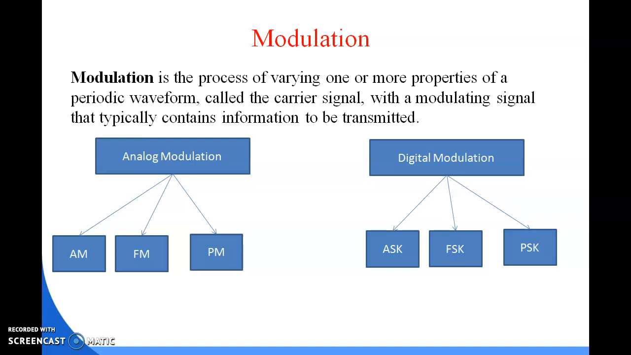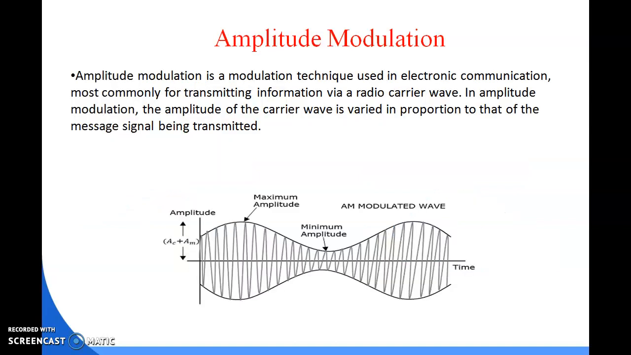In analog modulation, there are three types of technique: amplitude modulation, frequency modulation, and phase modulation. Similarly, in digital modulation, there are ASK, FSK, and PSK: amplitude shift keying, frequency shift keying, and phase shift keying. That means under analog there are three types, and under digital there are three types. All of these will be discussed now. So first is analog modulation.